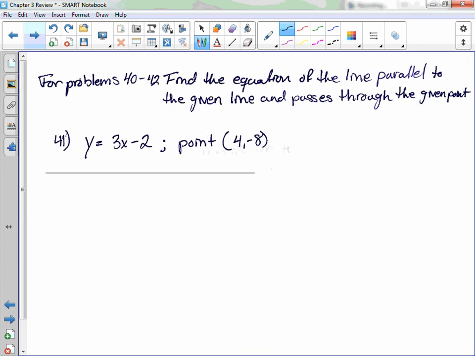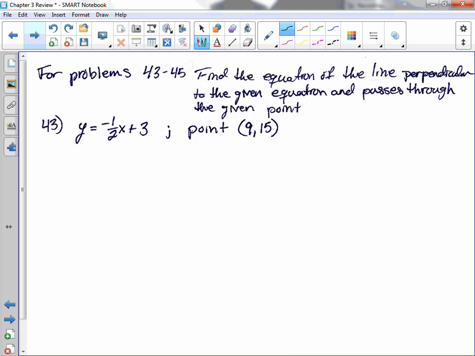Any questions on 41 or 42? Either one of those that you all want to look at, 41 or 42. Y'all need to see another example of parallel lines. If we're good with parallel lines, let's look at 43 through 45.